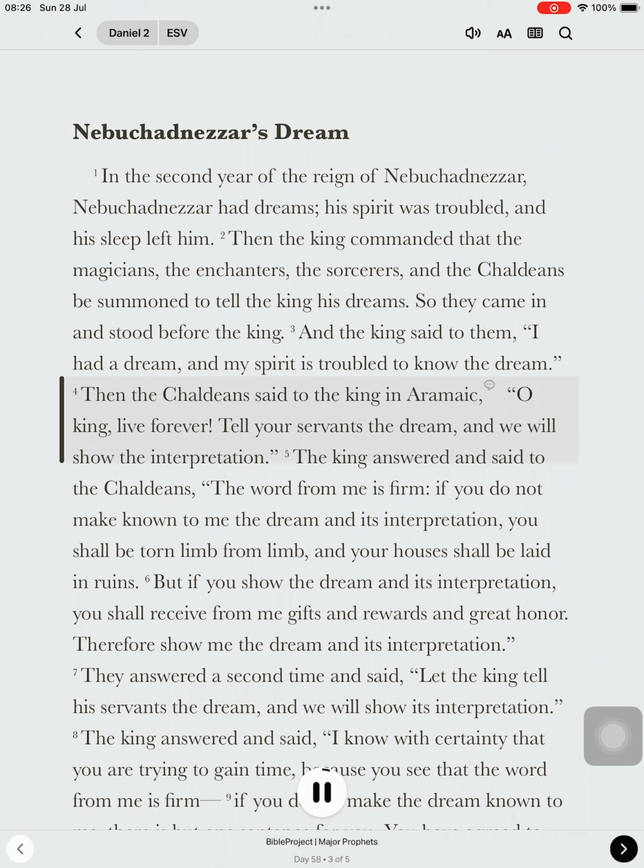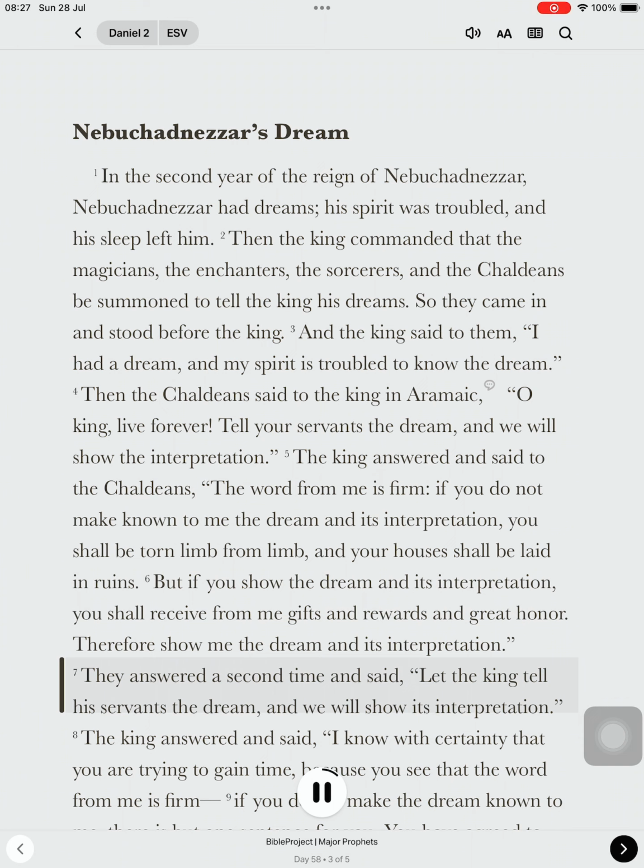Then the Chaldeans said to the king in Aramaic, "O king, live forever. Tell your servants the dream, and we will show the interpretation." The king answered and said to the Chaldeans, "The word from me is firm. If you do not make known to me the dream and its interpretation, you shall be torn limb from limb, and your houses shall be laid in ruins. But if you show the dream and its interpretation, you shall receive from me gifts and rewards and great honor. Therefore show me the dream and its interpretation."